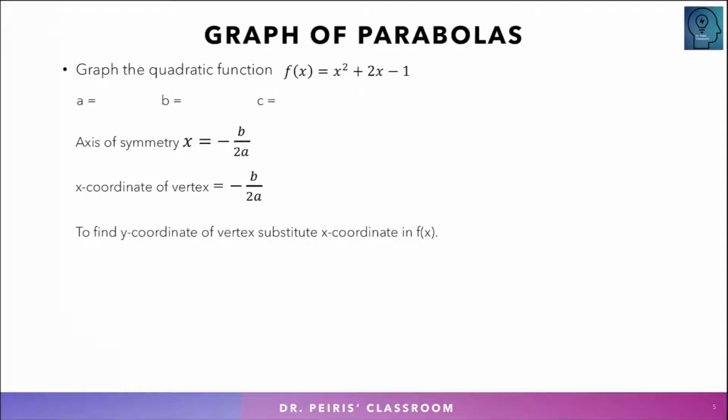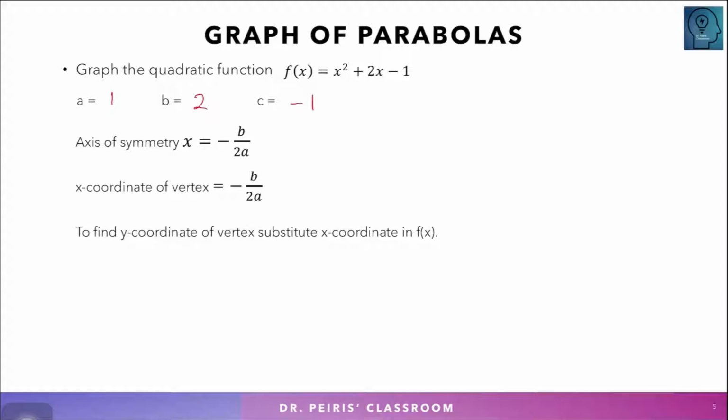Now let's see a few examples, and let's see how we find these characteristics of parabolas and then how to graph them. So first we need to graph this quadratic function f(x) = x² + 2x - 1. The first thing is to identify what a, b and c are. The a is equal to the coefficient of the x² term. So in this case, the coefficient is 1, a is 1, b is 2, c is -1. So that is the first thing that we can do, write them down to make it simple: a = 1, b = 2, c = -1.